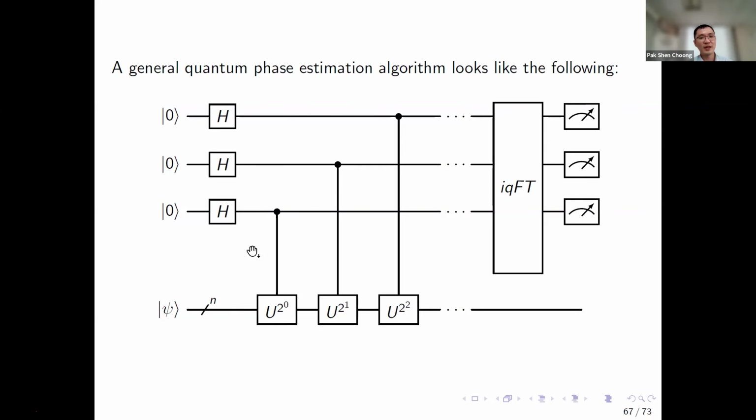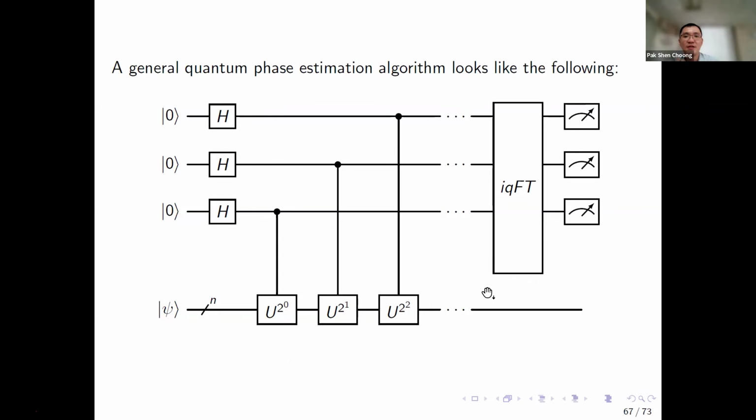So you can start to see that it is a little bit opposite to the Fourier transform, whereby in the Fourier transform, you have one Hadamard over here, and then the control rotation is going upwards. Here is the opposite. You have all the Hadamards in front to prepare you into some superposition of states. And then you perform all the rotations at the bottom.